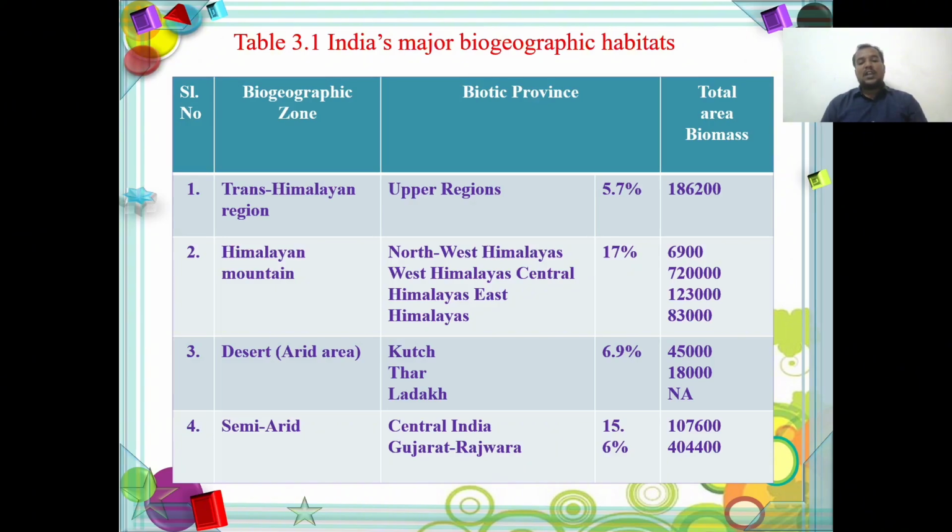Then the Himalayan mountain, northwest Himalayas, occupies 17 percent, with a total area of 6,900. We will see some other examples of India's mega biogeographic habitats.